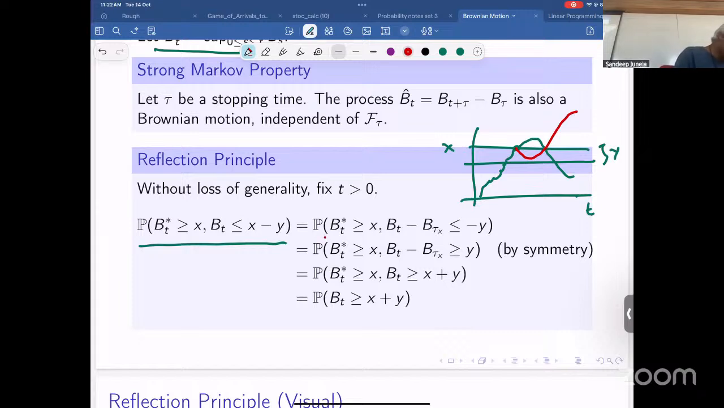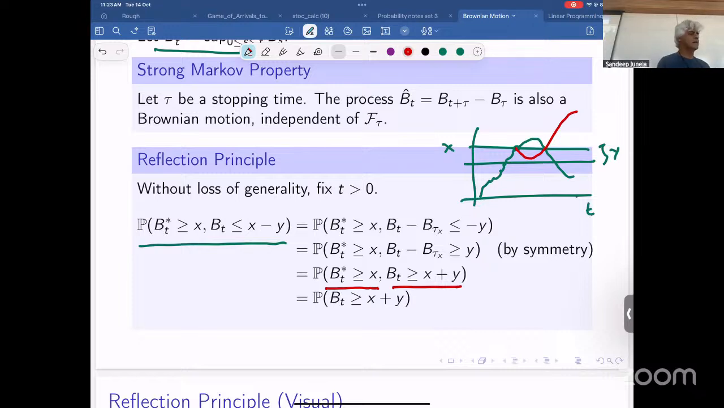B star_t greater than or equal to x, and B_t minus B_tau_x less than or equal to minus y, is the same as B star_t greater than or equal to x, and B_t minus B_tau_x greater than or equal to y, by symmetry. And this is just B star_t greater than or equal to x, and B_t greater than or equal to x plus y.